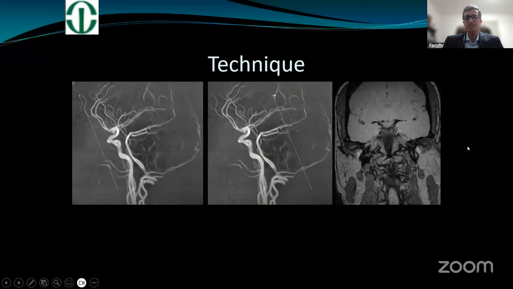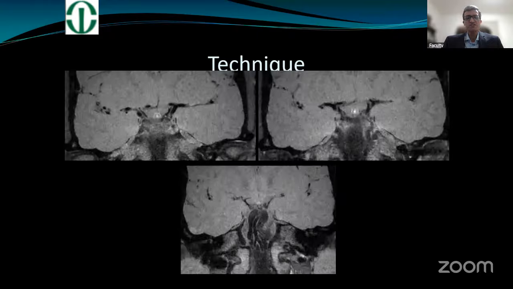Okay, and this is a 3D isotropic sequence, and we can reformat this with sagittal and axial reformats or oblique reformats without losing the resolution. Okay, so this is how our sequence looks. This is a non-contrast study.